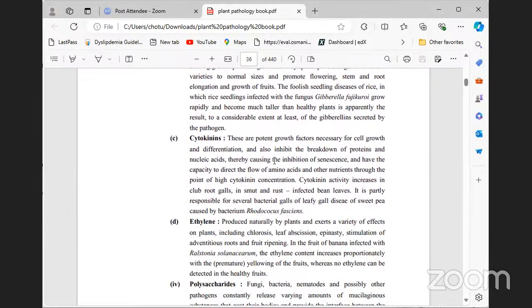This is the second phytohormone. The third one is the cytokinin. These are potent growth factors necessary for cell growth and differentiation, and also inhibit the breakdown of proteins and nucleic acids, thereby causing inhibition of senescence, and have the capacity to direct the flow of amino acids and other nutrients also.